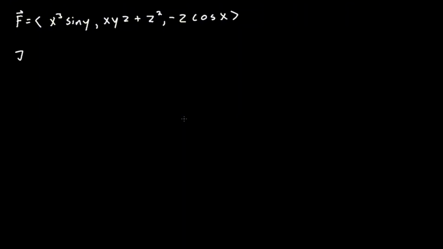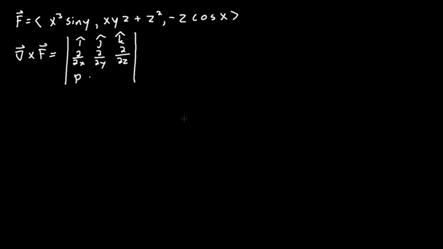But let's just start on with this problem. So the curl is just a cross product between the del operator and your vector field. So we're finding the cross product of this using this matrix. We have our x partial, our y partial, and our z partial, and P, Q, R. Let's just name the functions P, Q, and R, corresponding to each component of your vector field.